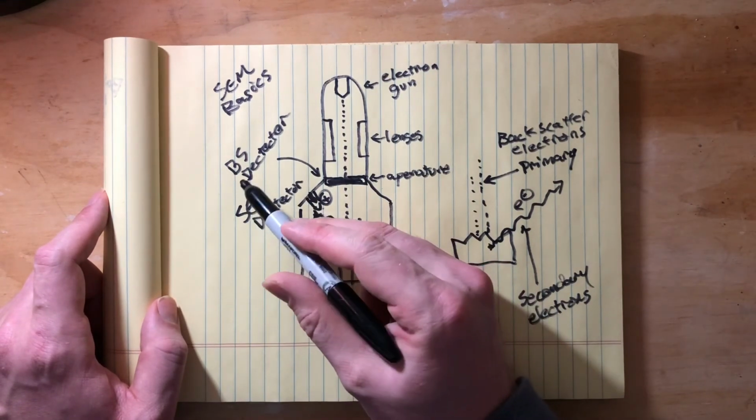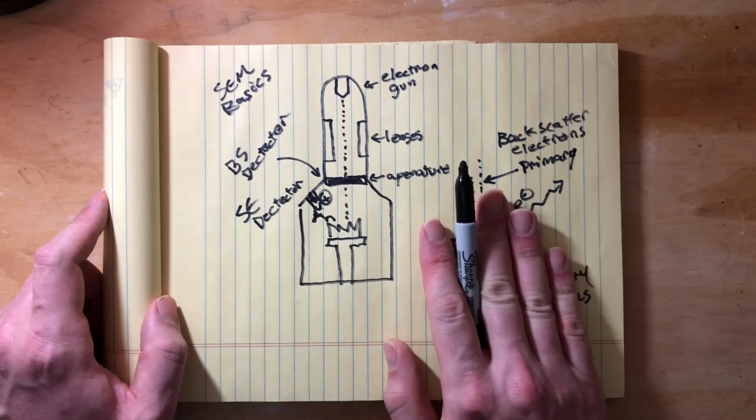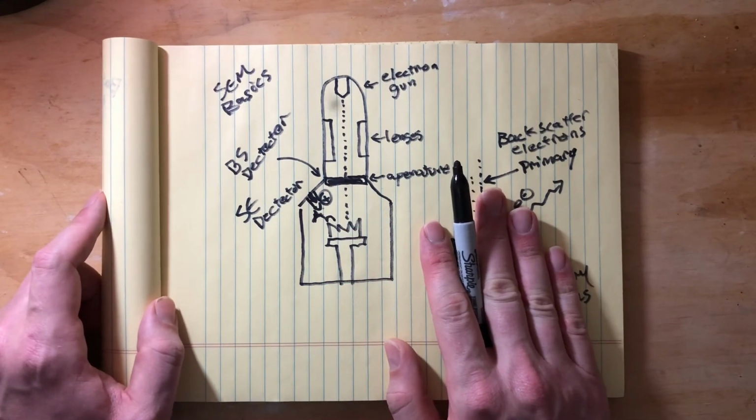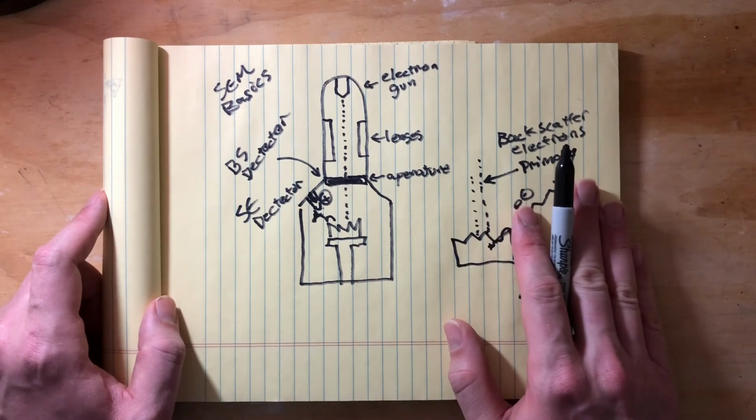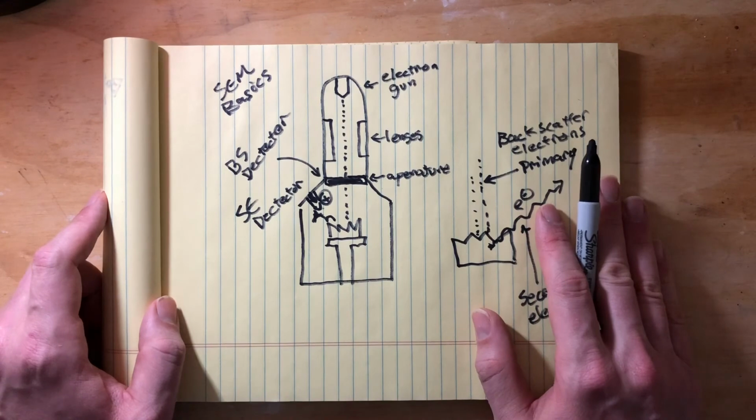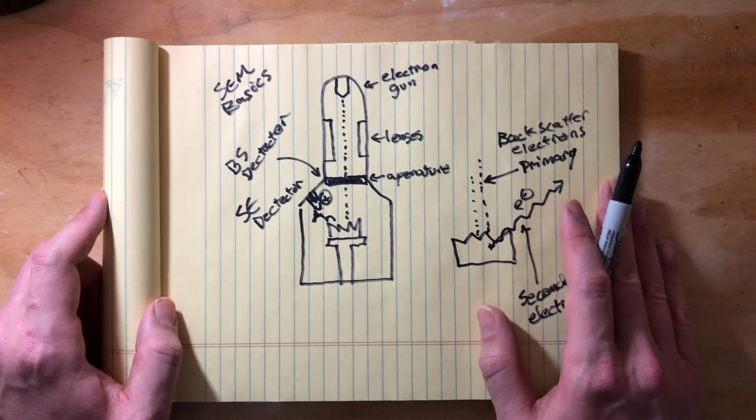Now the secondary and the backscatter are going to be the primary imaging modes that you'll be able to use in SEM. And that concludes this SEM Basics, imaging in the SEM.